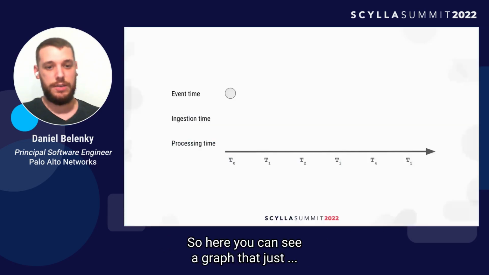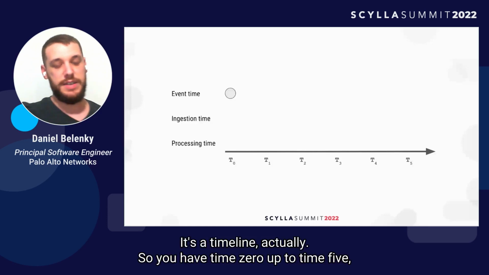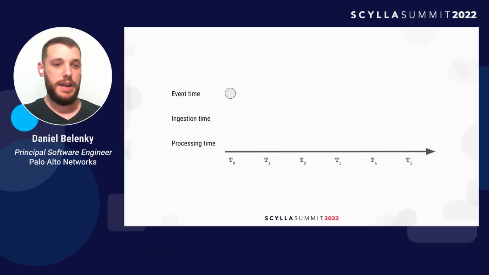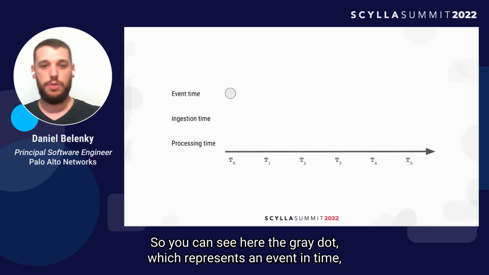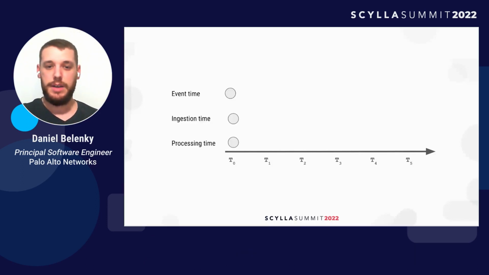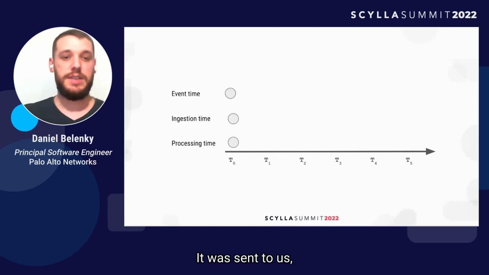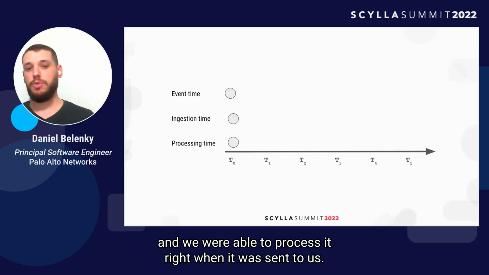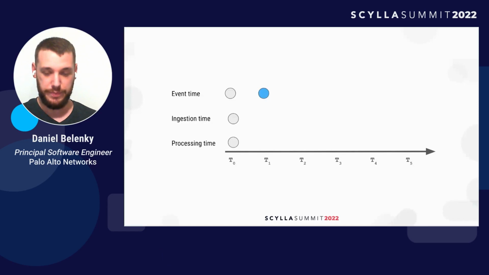Here you can see a graph, which is actually a timeline. You have time 0 up to time 5, and we have the event time, ingestion time, and processing time. You can see the gray dot, which represents an event in time. This event was ingested, sent to us, and we were able to process it right when it was sent to us.